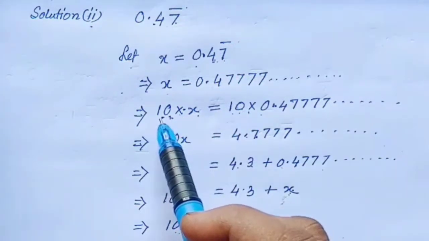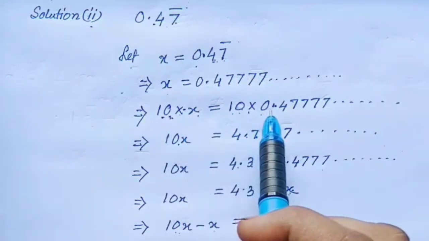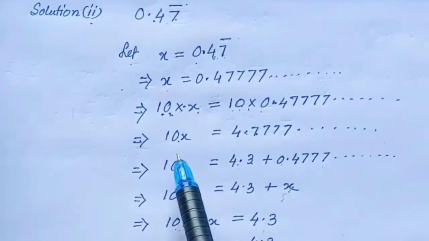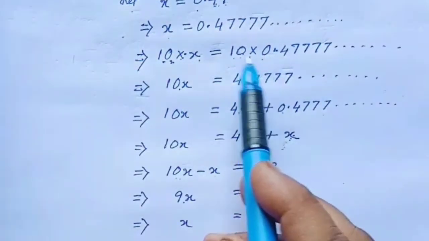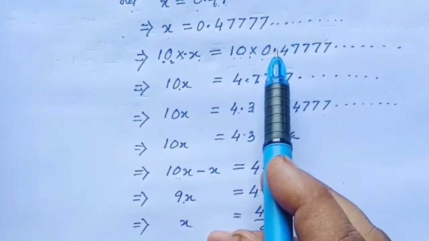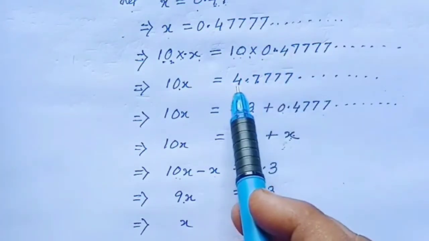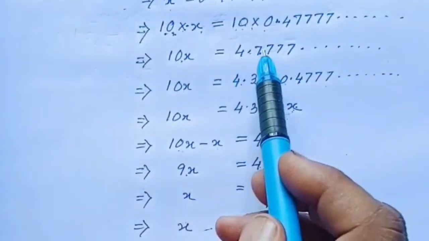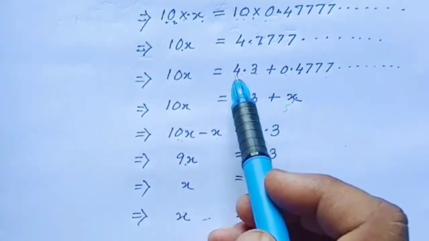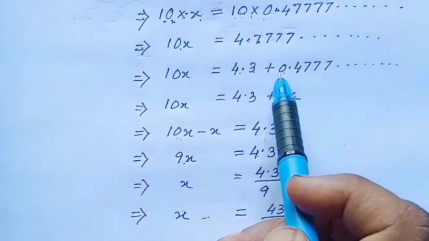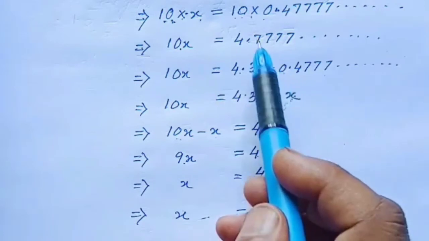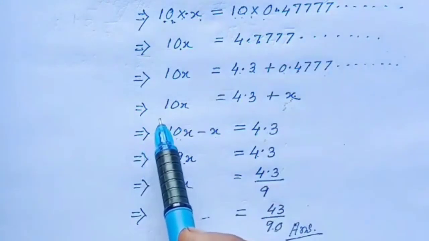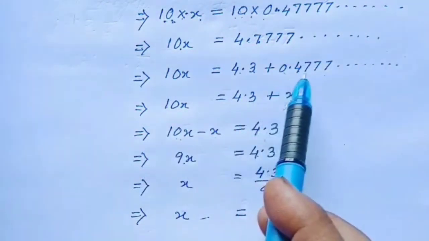So 10 into x equal to 10 into 0.4777 like that. So 10x equal to, after multiplying by 10, the decimal point is placed after 4, so 4.777 like that. So 10x equal to 4.3, from 7 we have taken 3. So 4.3 plus 0, nothing is remaining, 0.4777 like that. So 10x equal to 4.3 plus, this is nothing but x.